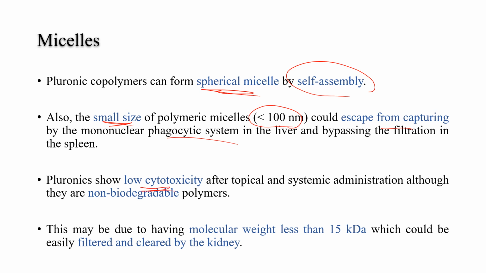And usually also Pluronic is non-irritant, not too much like some other surfactants, having low cytotoxicity when you give it topically or even by injection, although it is non-biodegradable. So it's very strange to be non-biodegradable and safe, but it is non-biodegradable, but at the same time it has very low molecular weight, less than 5 kilodalton, so it can be filtered and cleared by the kidney. So it is not essentially biodegradable, but it is not accumulating inside the body. It will be excreted easily by the kidney within a few hours, so it will not have negative side effects.